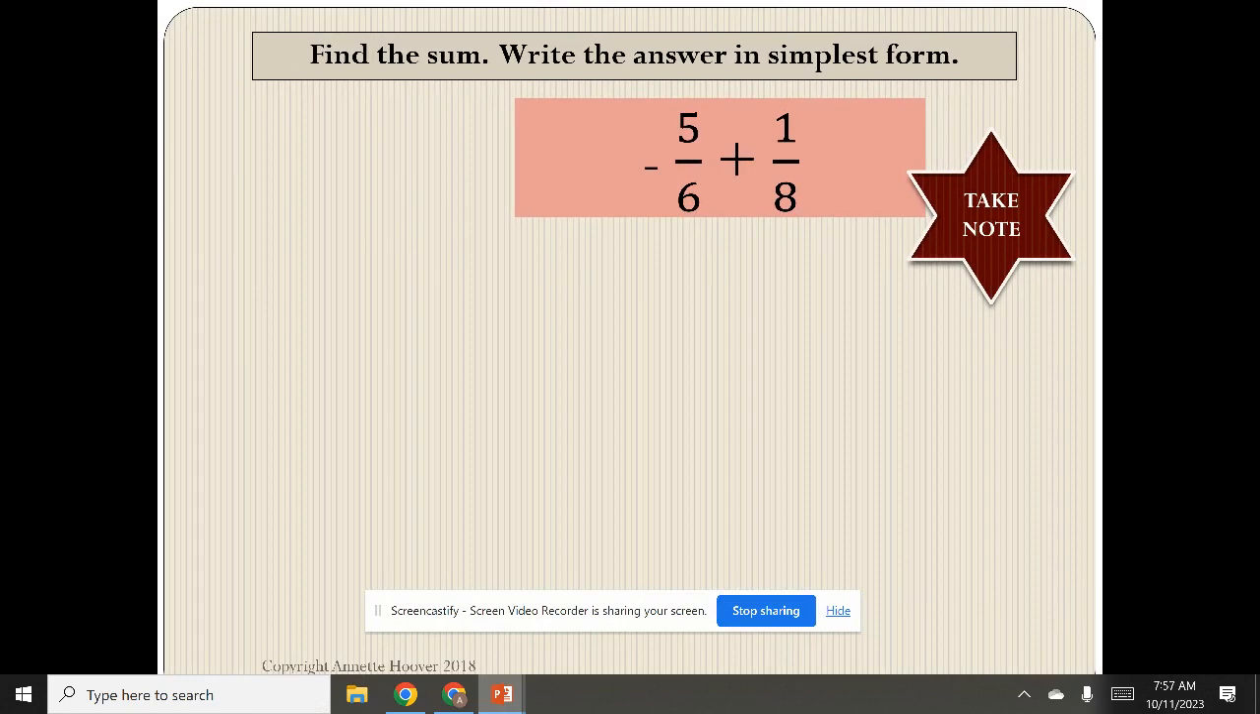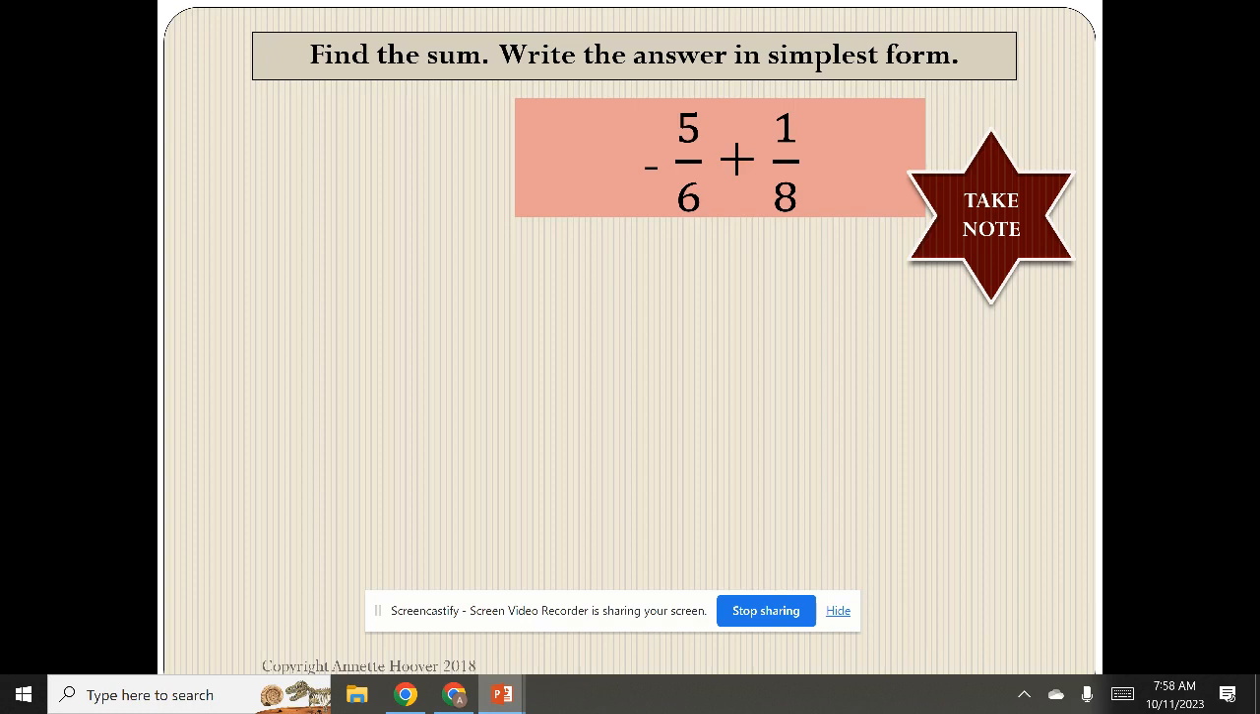This time we have one that is negative. So we have 8 and 6 as our denominators. And if you think about multiples of 6 and you think of multiples of 8, you would see that the least common multiple is 24. You could say 6 times 8 is 48 and use 48. That would be a bigger number. But I like using the least common multiple.